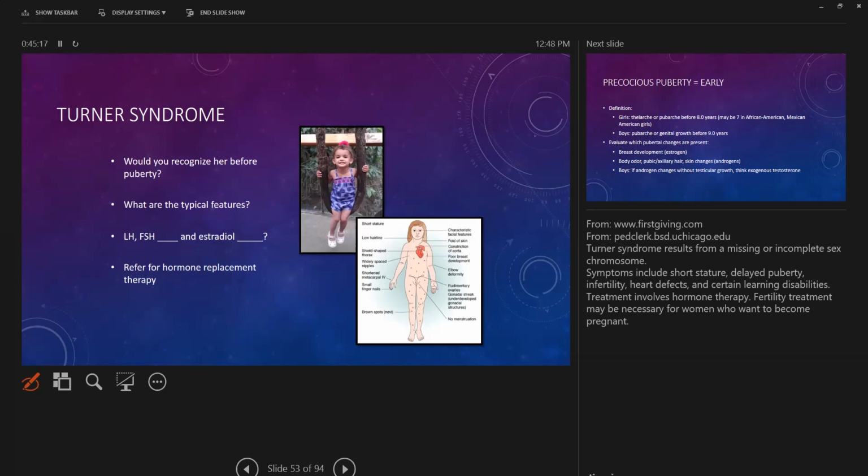FSH and LH are going to be low, and the estradiol is also going to be low. Actually, in this case, the luteinizing hormone would be low, and the estradiol would be low. Yeah. And so it would refer for hormone replacement.